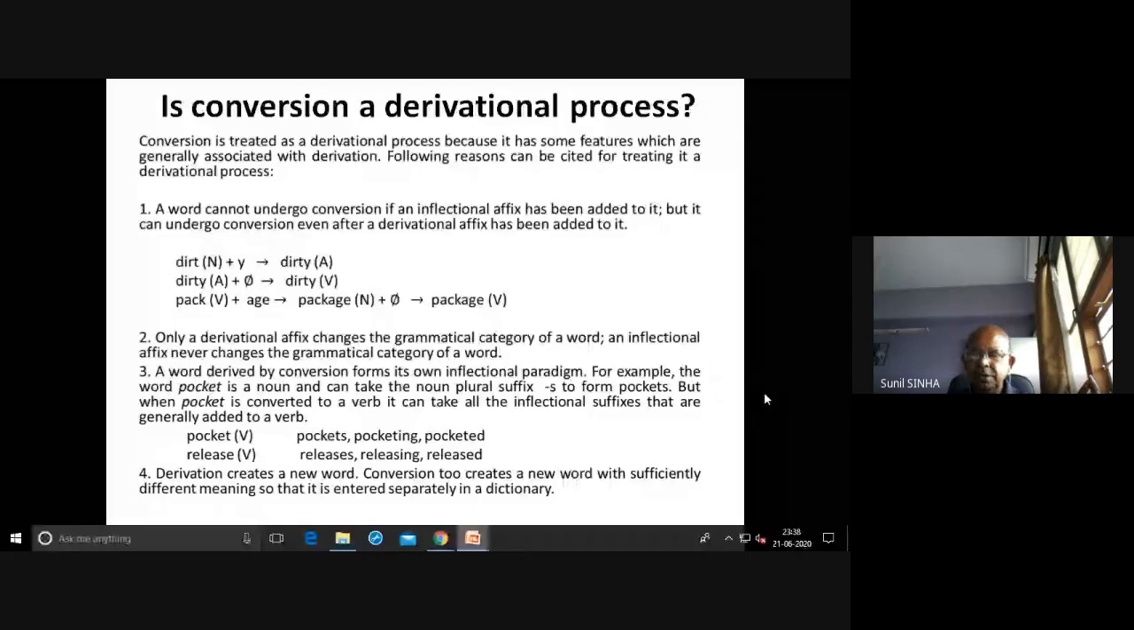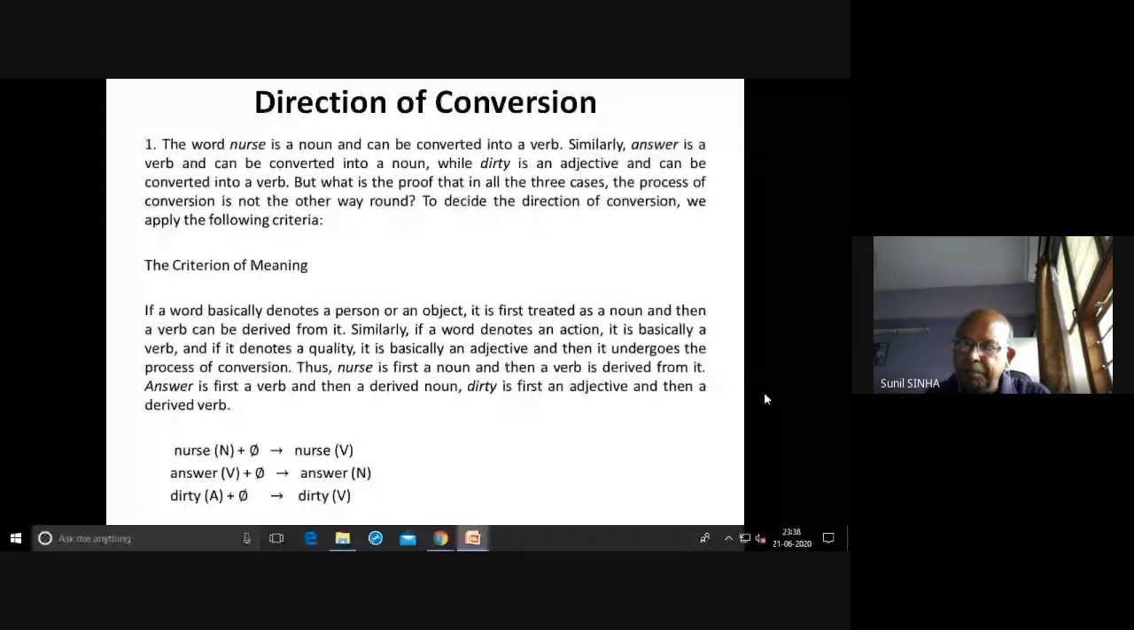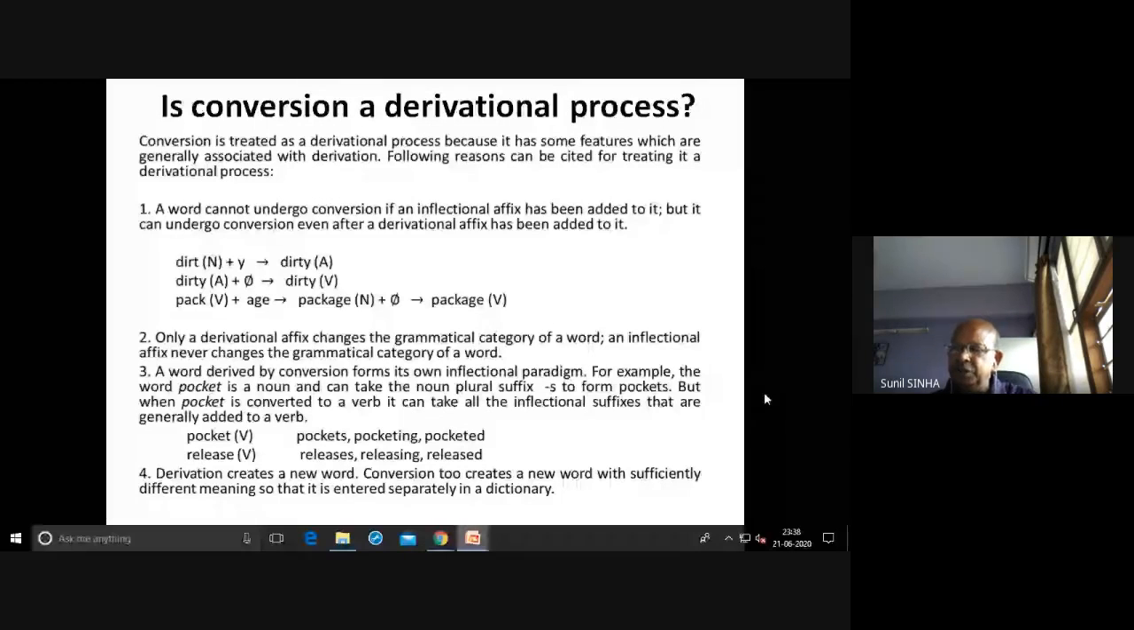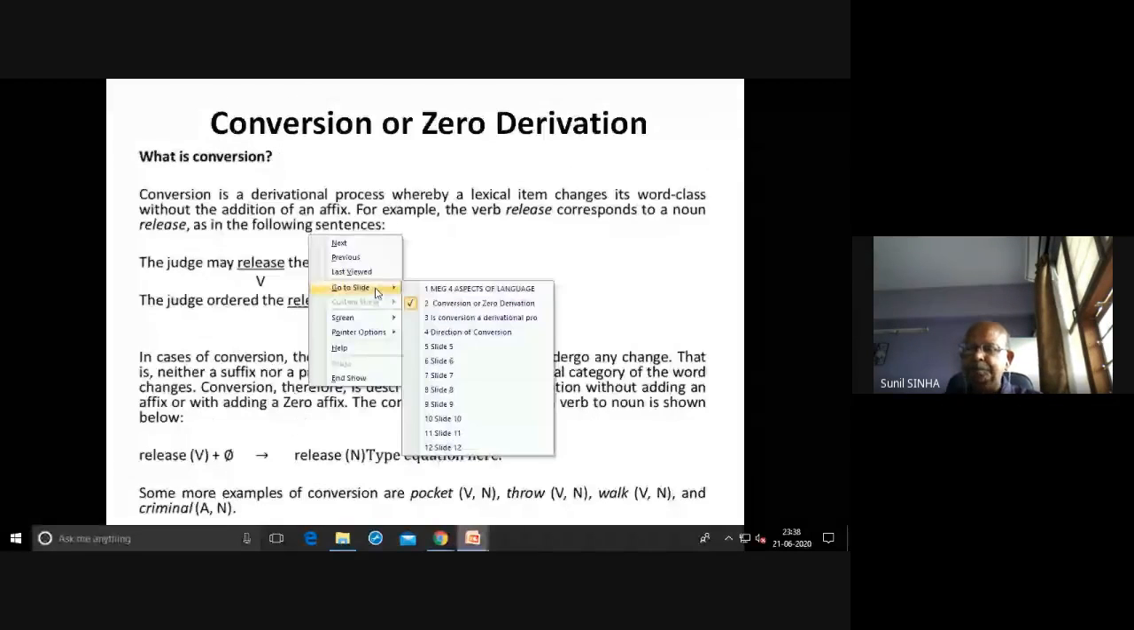Inflection morpheme does not create a new word, but derivation morpheme creates a new word. For example, 30, 30-ish. 30 has one meaning, 30-ish has another meaning. But walk and walks, with inflection morpheme, both have the same meaning. So derivation creates a new word, and conversion also creates a new word with sufficiently different meaning so that it is entered separately in a dictionary.